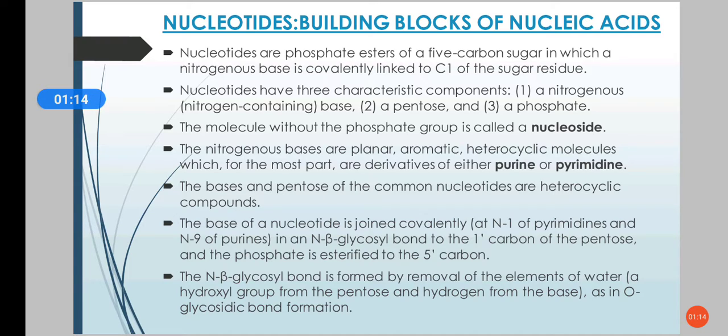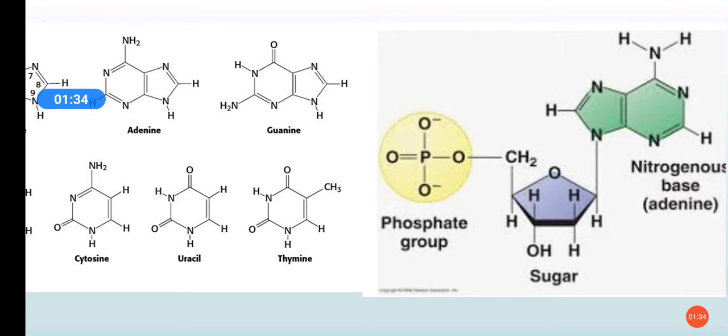Now we will talk about the nitrogenous base of the nucleotide. The nitrogenous bases, as we said, are heterocyclic, planar, and aromatic, and they are derivatives of purine or pyrimidine residues. Here you can see the basic structure of a nucleotide. In this case the pentose sugar is present, the phosphate group is present, and a nitrogenous base is present. The nitrogenous base is on the C1 carbon and the phosphate group is on the C5 carbon.